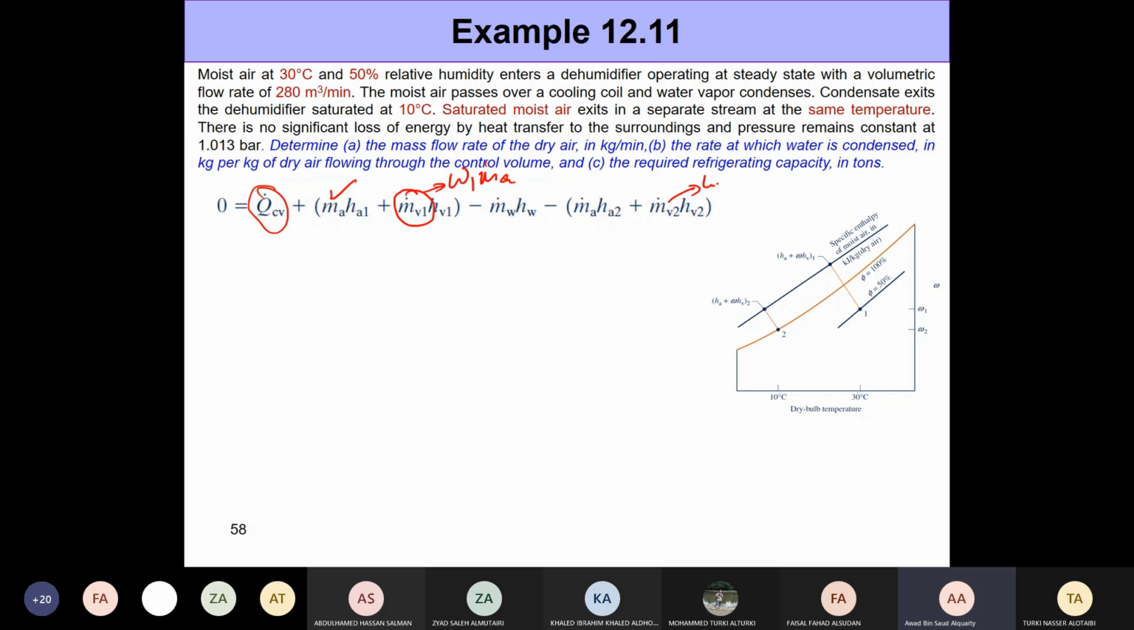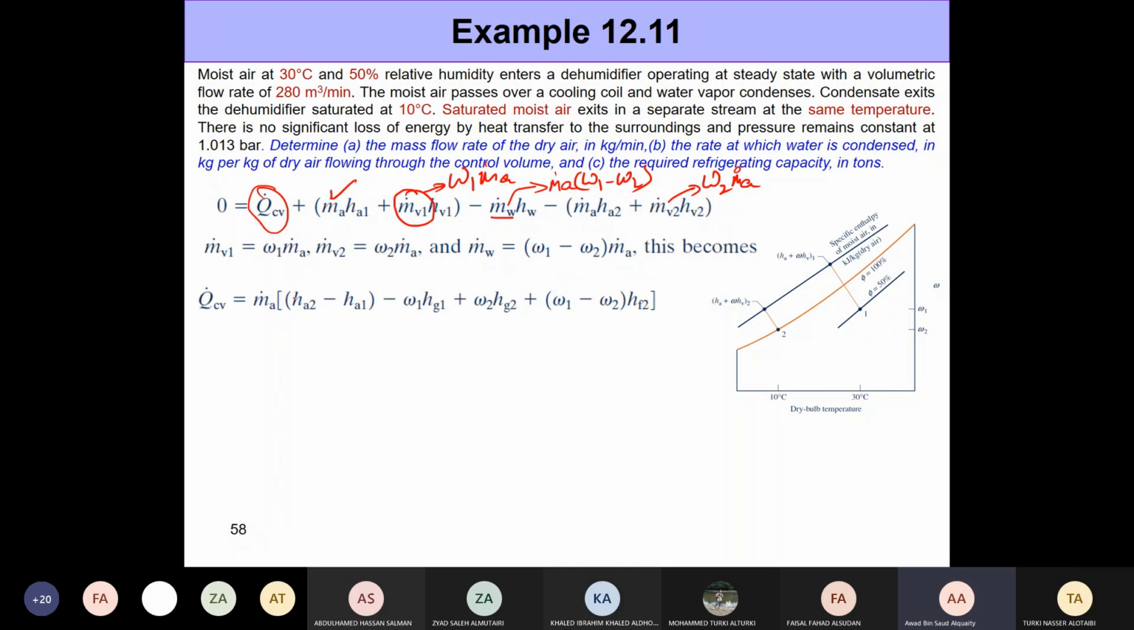And here this is omega 2 times mass flow rate of dry air. Okay, and of course m dot w, either you could calculate it and put the value directly, or if you want to write it into this equation, you could also write it as m dot a times omega 1 minus omega 2. So we can make use of this and rearrange this equation, sending q dot cv on one side and everything else on the rest.